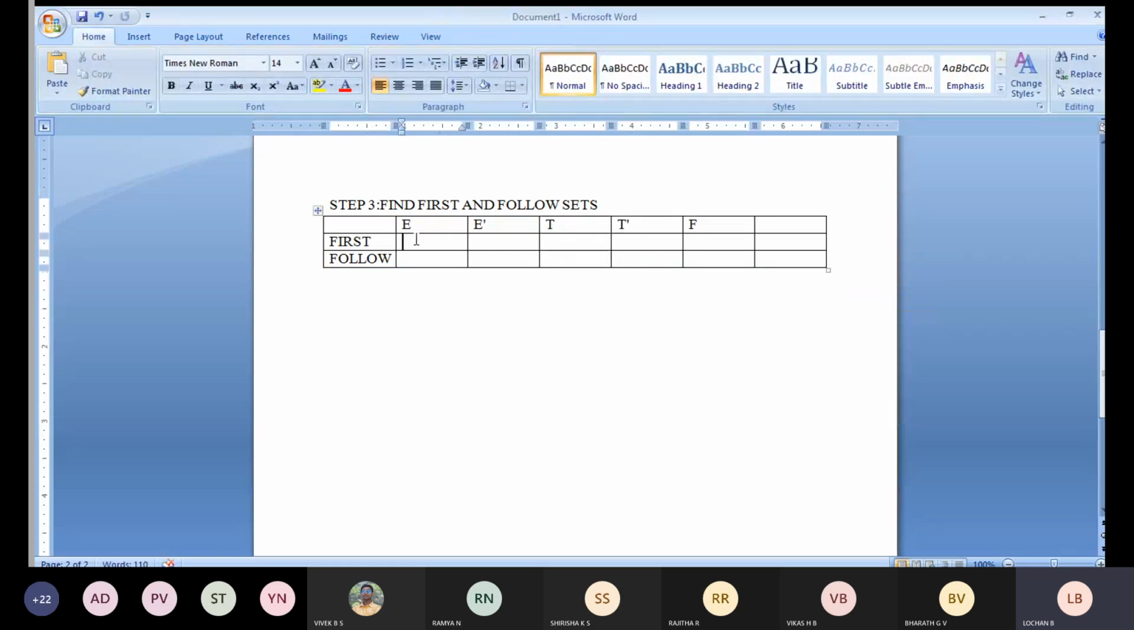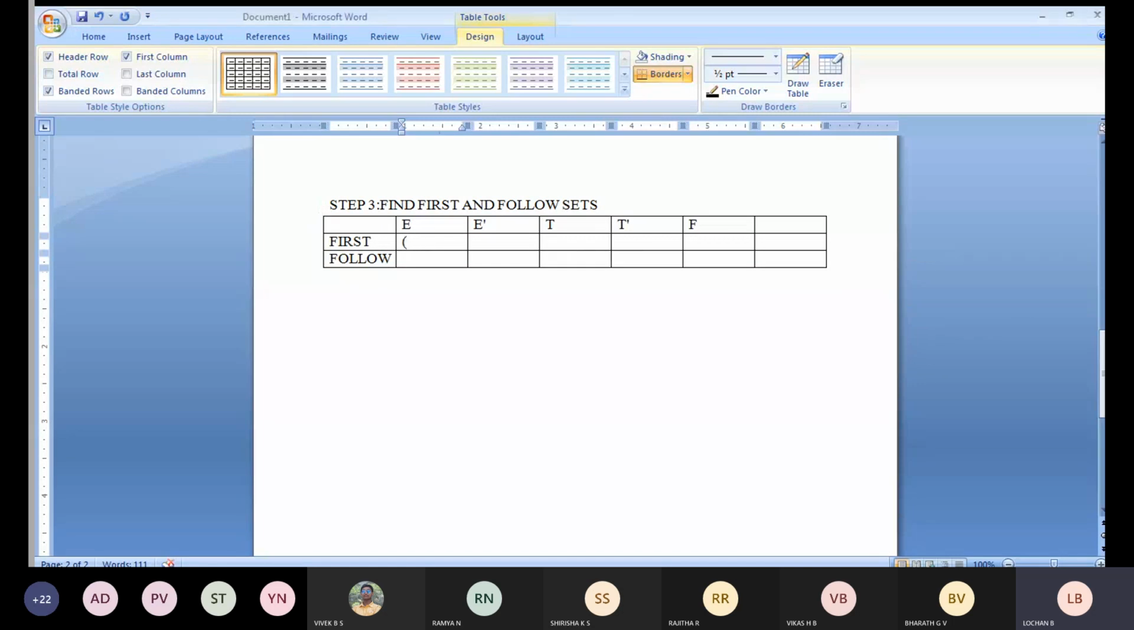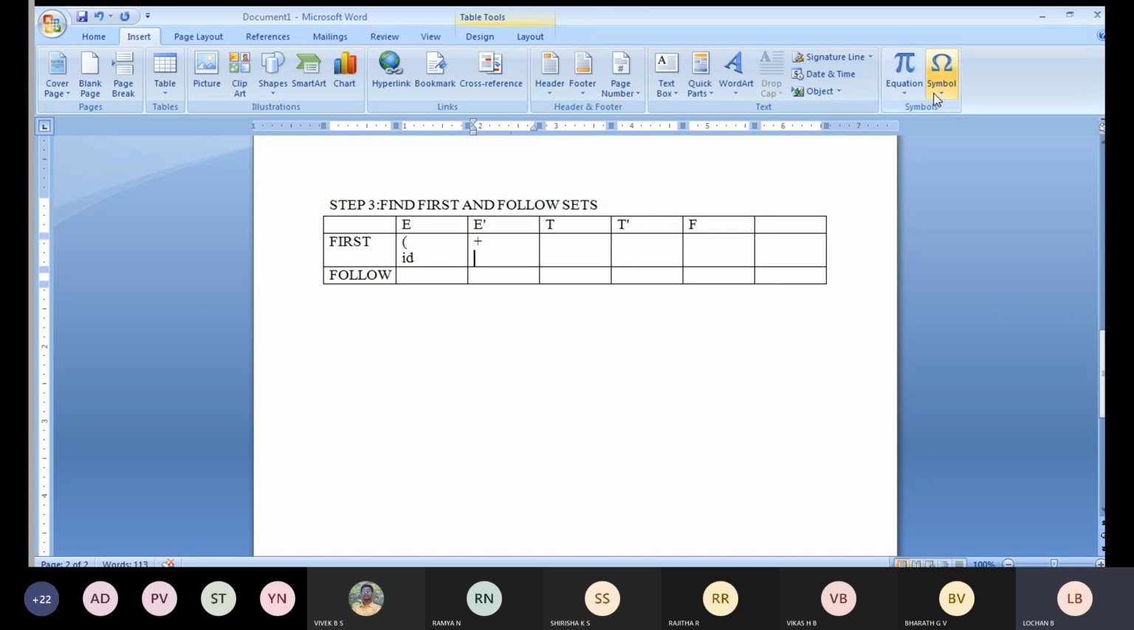So we know first E will be getting open bracket and ID. Next is plus and epsilon. For T, same thing you will be getting with respect to E. For T dash, you will be getting star as well as your epsilon. For F, whatever the thing you will be getting with respect to E and T, you will be getting with respect to F.